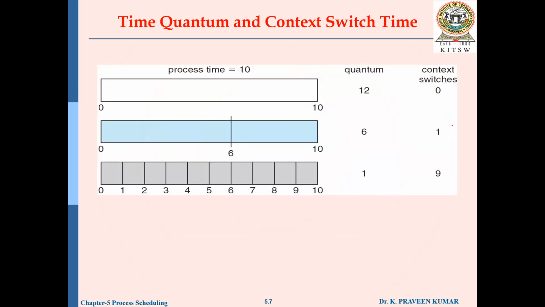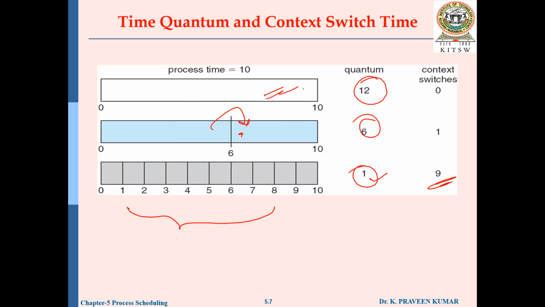You know what context switching is. When you are using the round robin scheduling algorithm, the main key point here is the time quantum. If the time quantum is low, like only 1, many context switches will occur. Here it is 9 context switches. If the time quantum is 4, and if the time quantum is 6, there is only one context switch, process 1 to process 2. If the time quantum is 12, the context switching is 0.